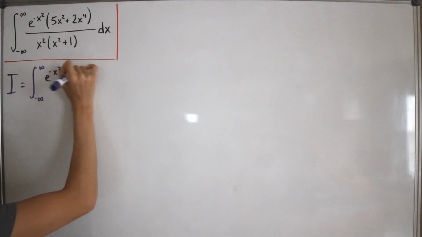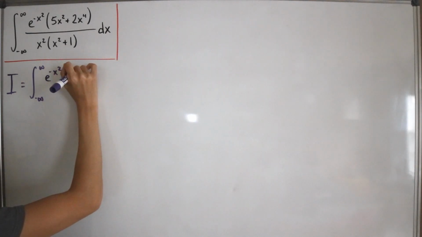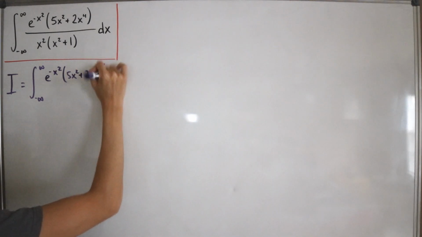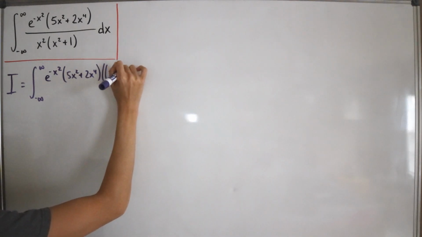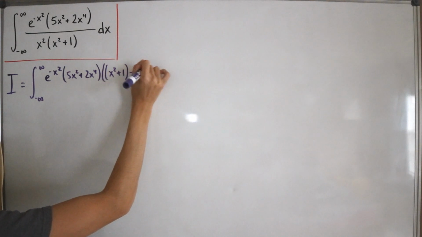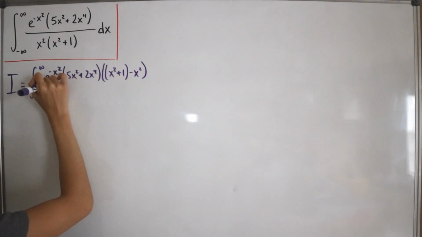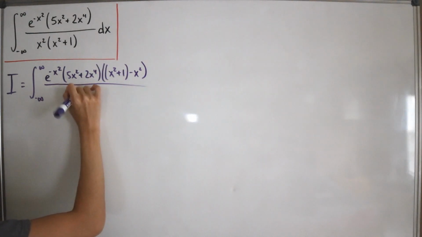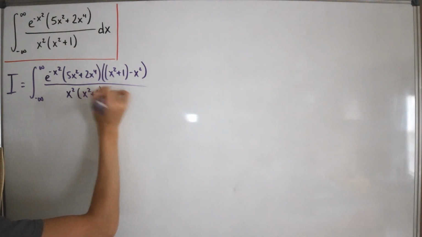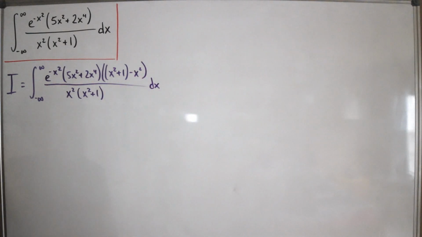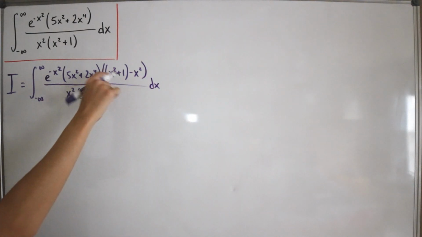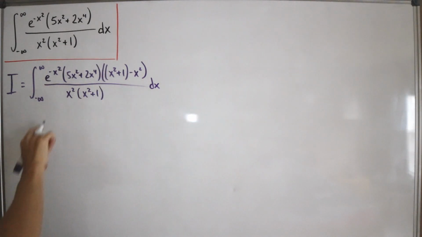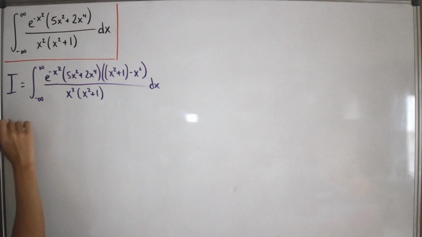So what we'll have is the Gaussian e to the negative x squared, then 5x squared plus 2x to the fourth, all multiplied by x squared plus 1 minus x squared. It's the whole thing multiplied by 1, rearranged, so x squared times x squared plus 1, all multiplied by dx. As I mentioned, if we apply linearity with the distribution, something from the denominator will cancel from each of the terms.